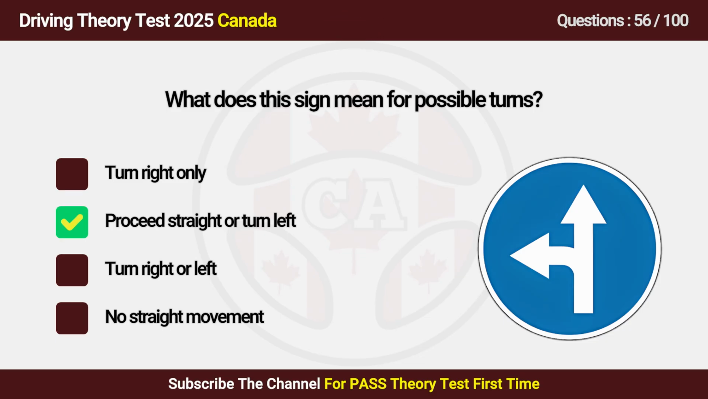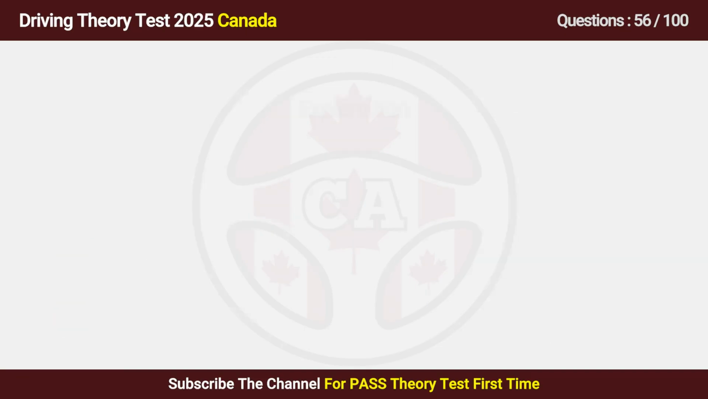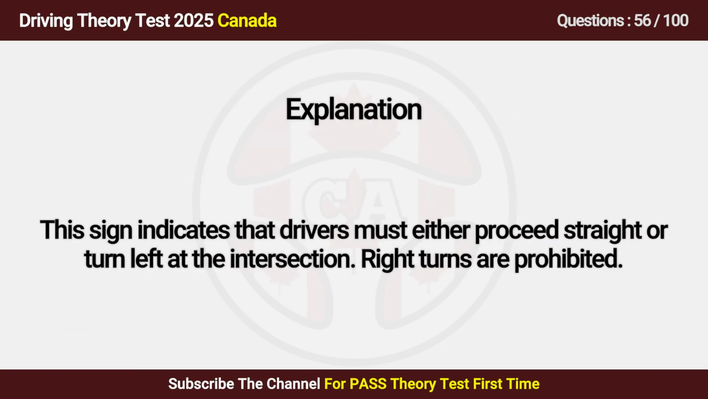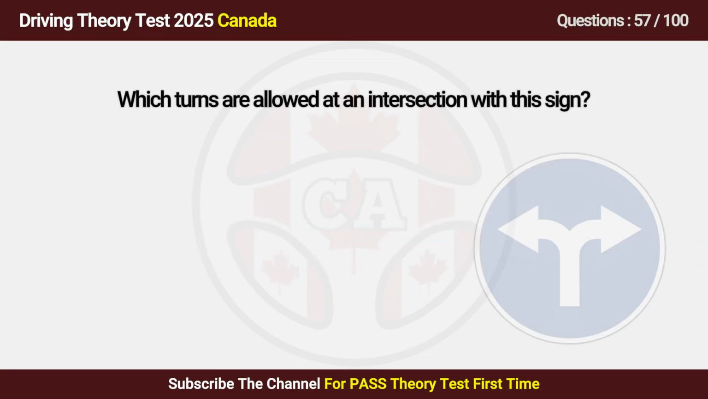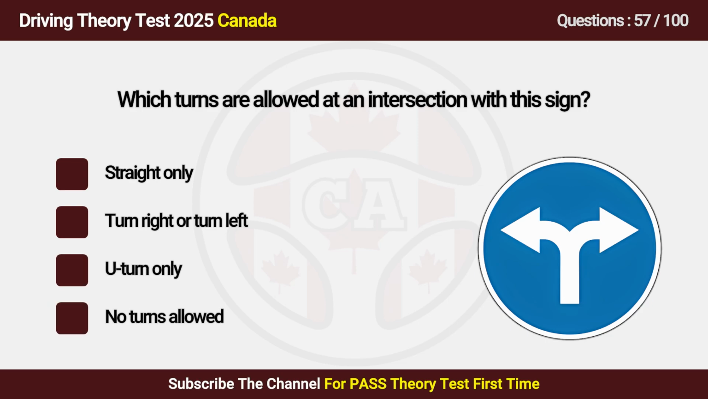Answer is B. Proceed straight or turn left. This sign indicates that drivers must either proceed straight or turn left at the intersection. Right turns are prohibited. Question 57. Which turns are allowed at an intersection with this sign?